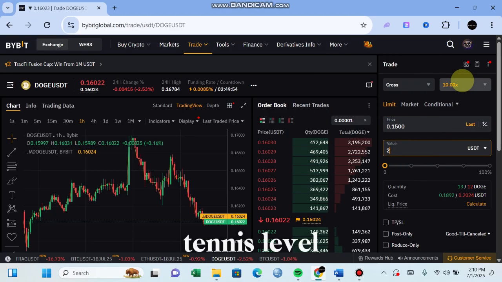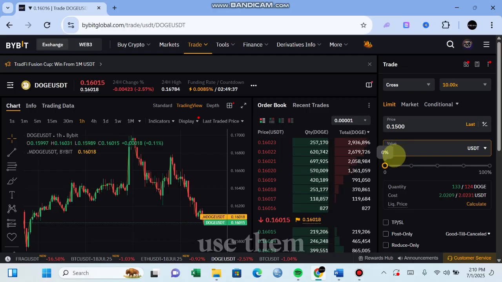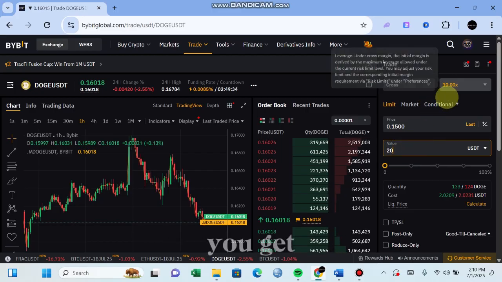I'm using 10x leverage. I'm not going to put 2, I'm going to put 2 times 10, which will be 20, you get. If I'm using 5x leverage, it will be 2 times 5, which will be 10. If I'm using 50x leverage, it will be 2 times 50, which should be 100. So the money you want to use to enter, you use it to multiply your leverage, you get.